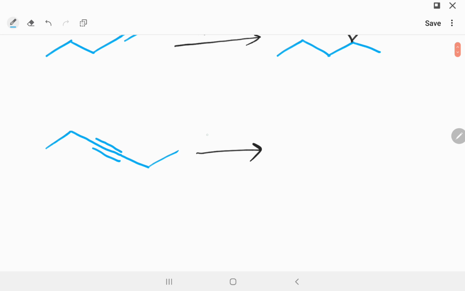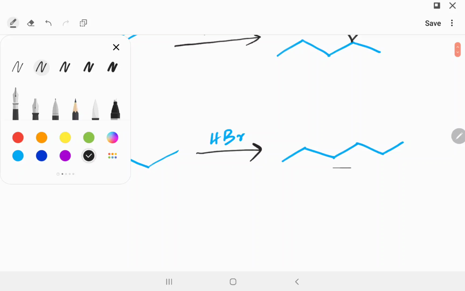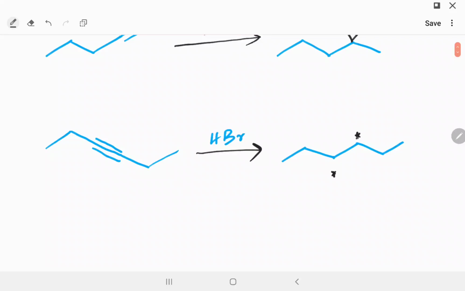Okay, so let's use HBr here. So in this molecule you have 1, 2, 3, 4, 5, 6 carbons. So draw a six carbon chain. Okay, so here is your 6 carbon chain, and then the triple bond was between these two carbons. So one carbon will get the two hydrogens and the other carbon will get two bromines.